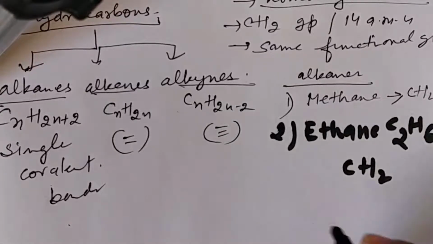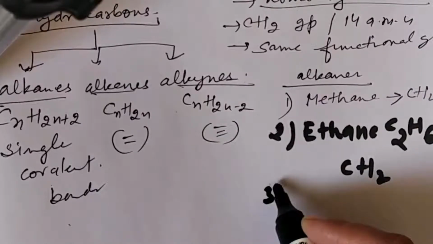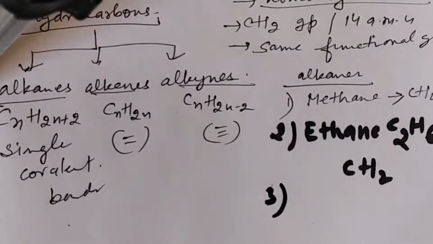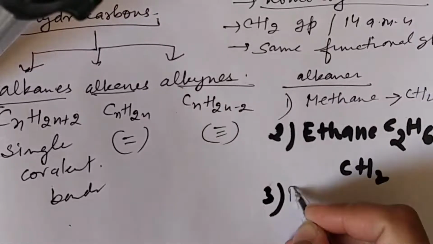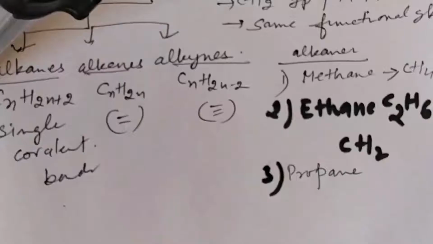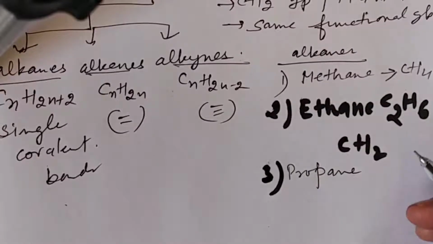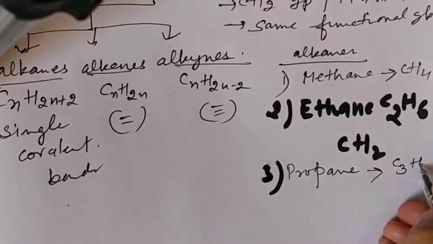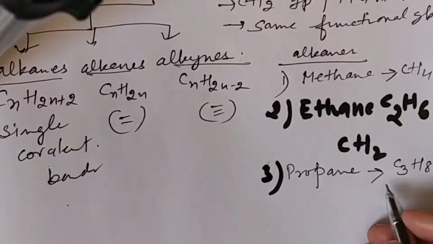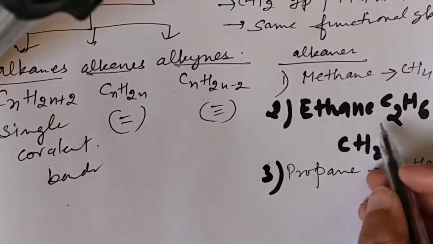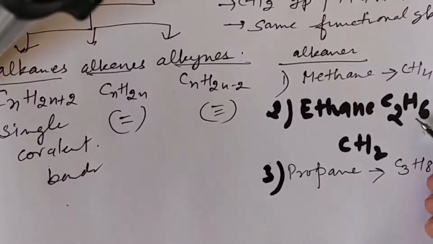Suppose we take another member in this family after ethane: the propane molecule. See here, methane, then ethane, then propane. What is the formula of propane? Here it is C3H8, and it also differs by a CH2 group. See here, CH4, C2H6, C3H8. The difference is by a CH2 group.